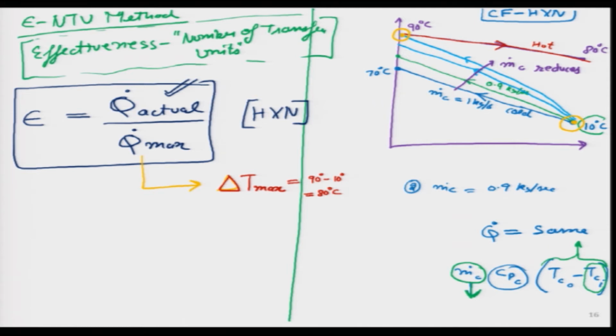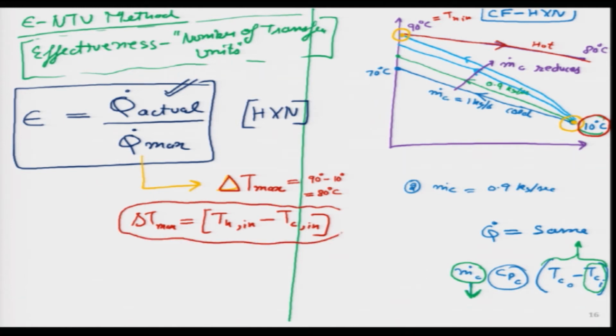If I have to write in terms of variables, can I write it in this way? What does 90 degree represent over here? It represents the hot fluid inlet, so it is T H in. What does 10 degree represent over here? This is the water inlet temperature, which means it is T C in. Now, I can make this general statement that delta T max for any heat exchanger is equal to this thing.